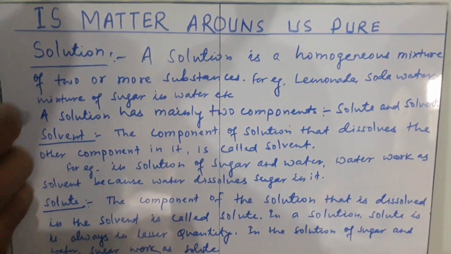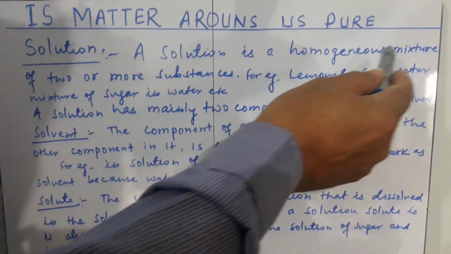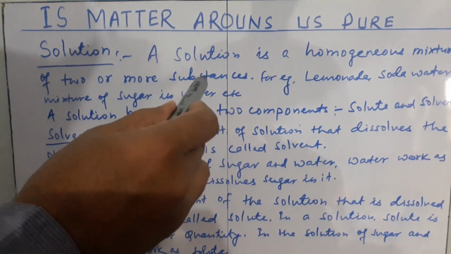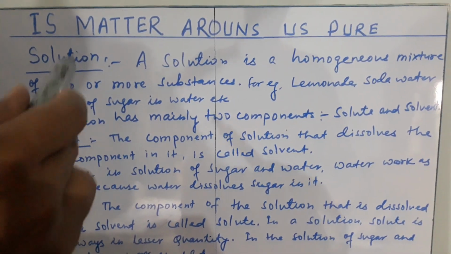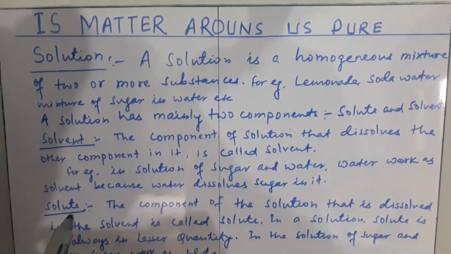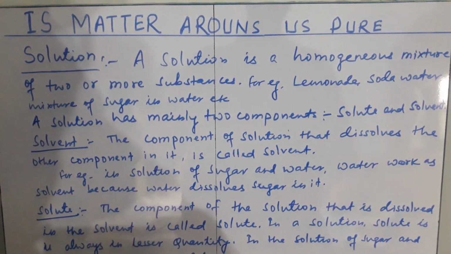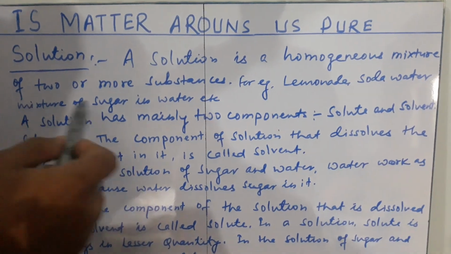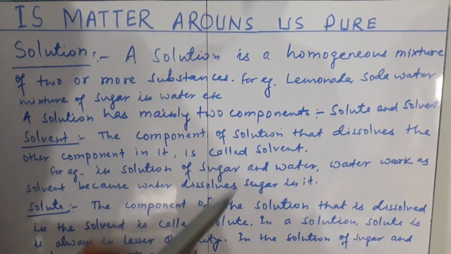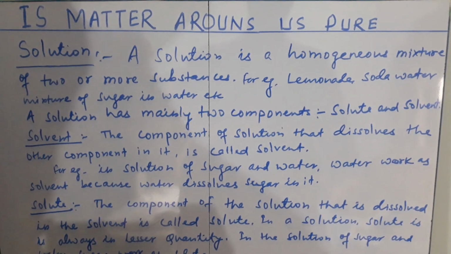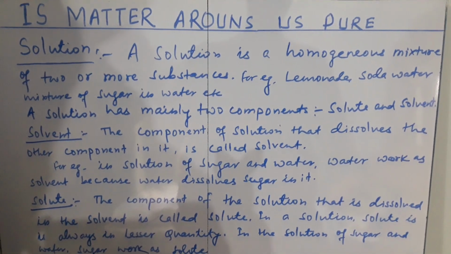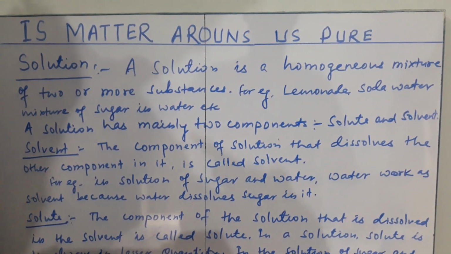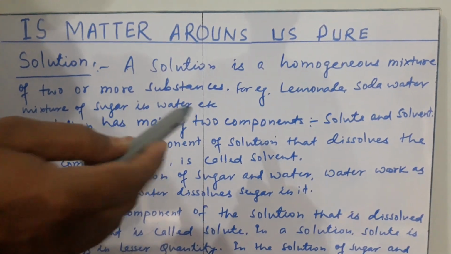See, solution. A solution is a homogeneous mixture of two or more substances. Means in a solution there are two or more than two substances mixed properly. For example, lemonade, soda water, mixture of sugar in water, mixture of salt in water, etc. Means in a solution two or more than two pure substances are mixed to make a solution.